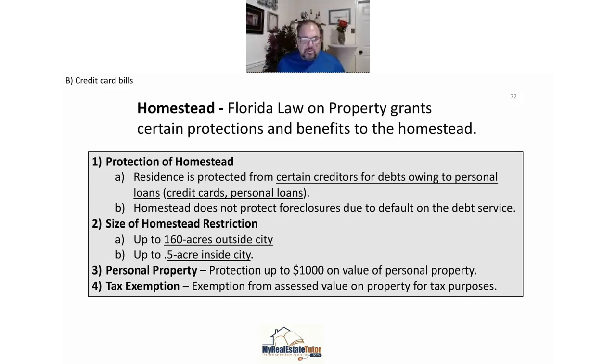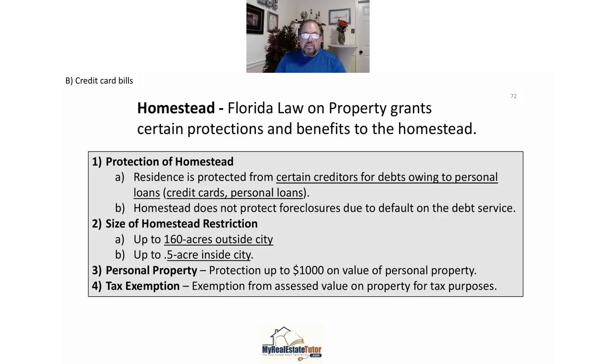On personal property, you're protected up to $1,000 of the value. And then, of course, tax exemption, right? We're talking about, again, homestead exemptions. Under tax exemption, remember the county is 25,000, city's 25,000.